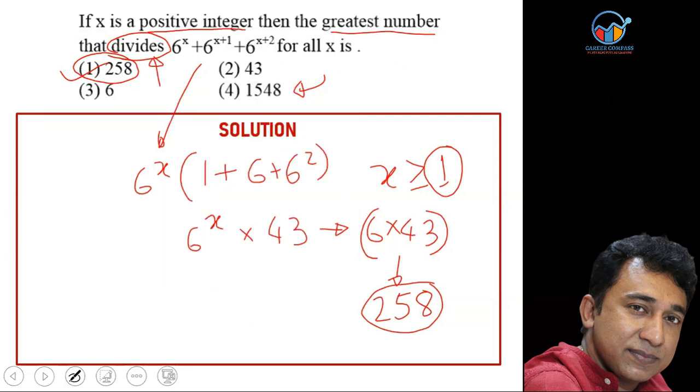Yes, Abhijit, I know what Abhijit is saying, that 43 into 6 to the power 2 is 1548. Definitely it is. But then please understand the value of x may not be 2 all the time. The value of x starts from 1, right? So you have to consider the bare minimum so that you are definite. What if the value of x is equal to 1? Then it won't be divisible by 1548, right? Which is why 1548 is not your answer.